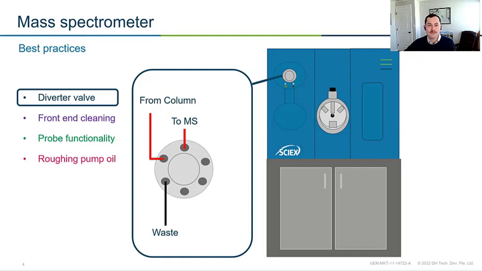The same thing you can do for the end of your gradient. During that hold period where you're holding at organic, after your last peak elutes, once your retention time window or your MRM window has passed, you can go ahead, switch that valve to waste, and let all of those more hydrophobic things that are sticking around on your column longer go straight to your waste, never introduced to your system. So we're just preventing your system from getting dirty quicker.